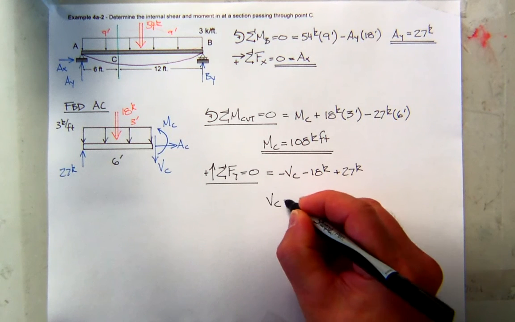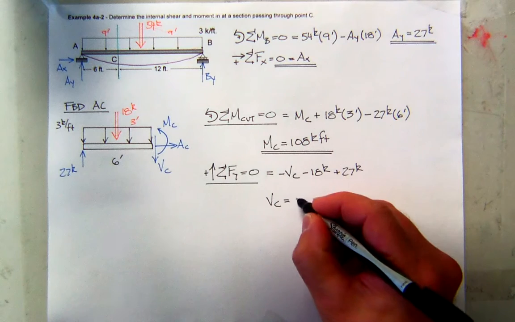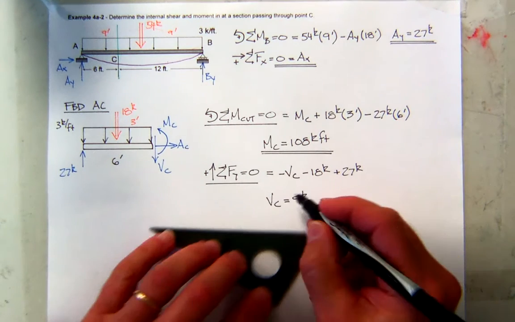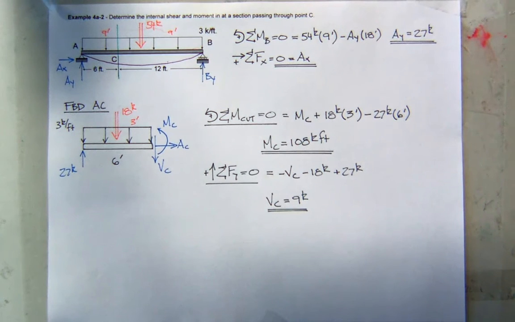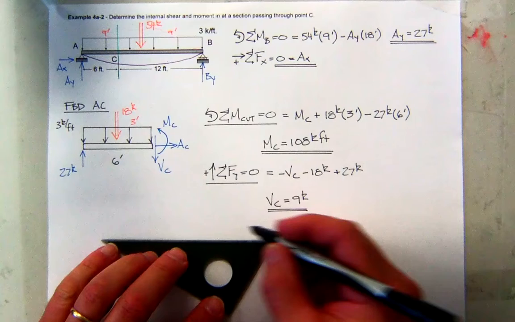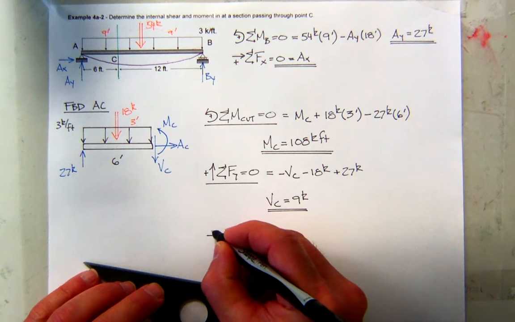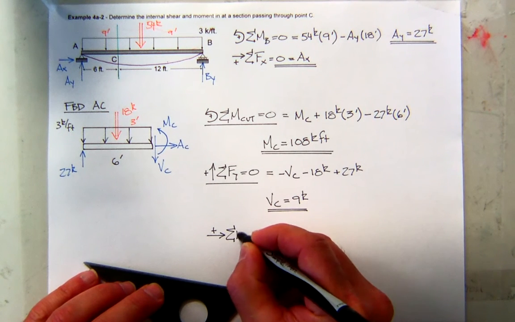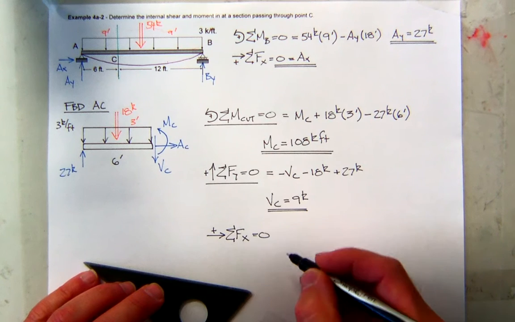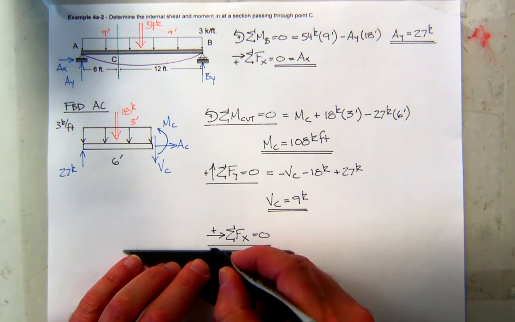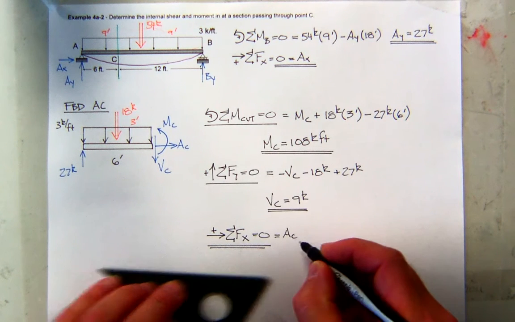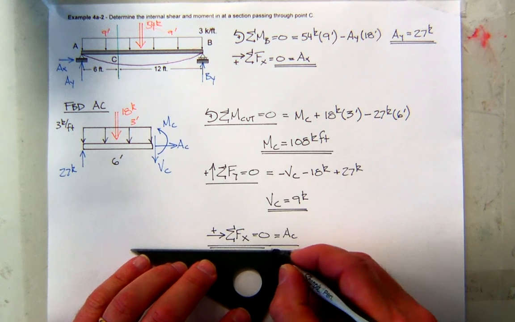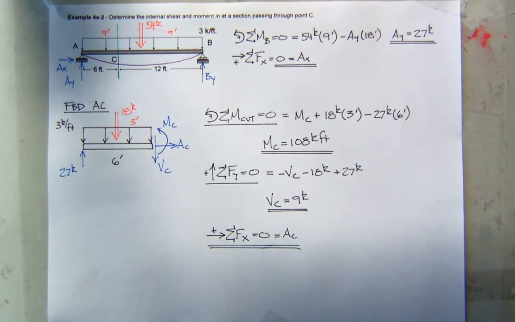And my 27 is up, that's a positive force. So what's the shear at C? Looks like it's 9. We have positive shear at C. And just to be complete, I'll sum forces in the x direction to make sure I have equilibrium there. And the only force I have in the x direction is AC, which you can then see is, by definition, almost 0. And that's it.